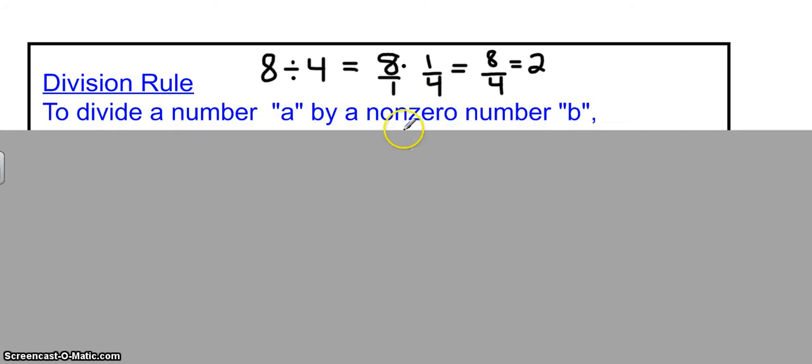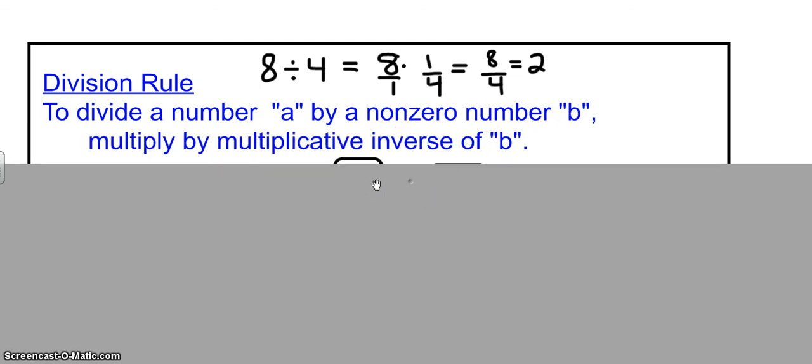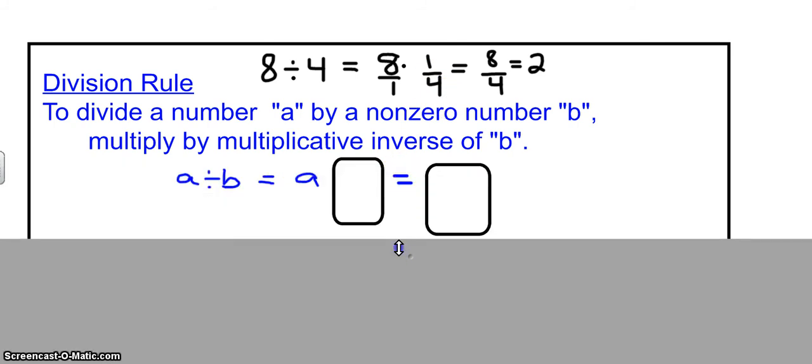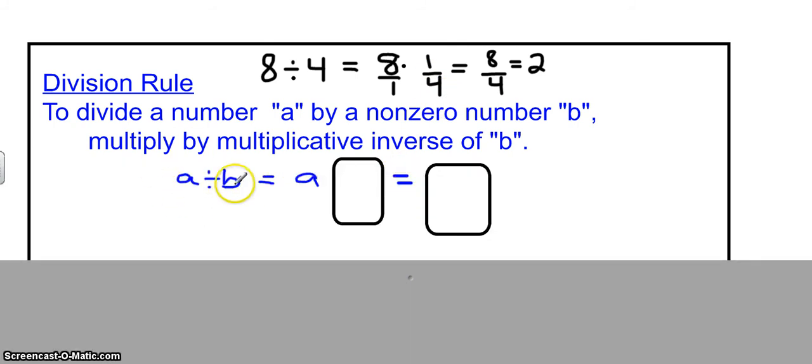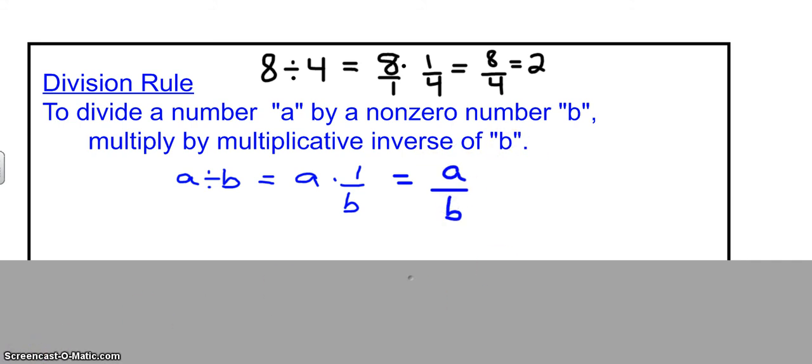To divide a number A, any number, by a non-zero number B, multiply by the multiplicative inverse of B. A divided by B is the same as A times the multiplicative inverse. Yay! Okay. So we can write this in the form of a rule, showing our old division symbol: A divided by B equals A times the multiplicative inverse, which is 1 over B, which equals, in this case, A over B.